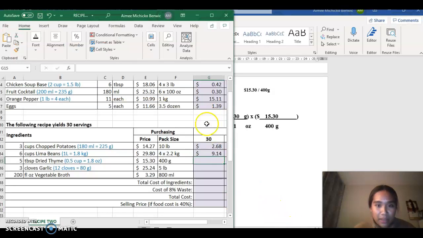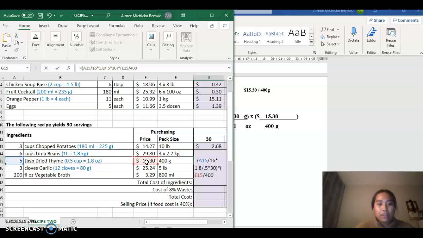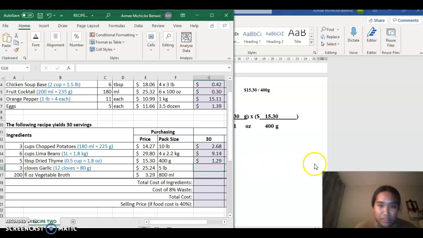And then let's just plop it in our Excel. So 5 divided by 16 multiplied by 1.8 divided by 0.5 cup multiplied by 30 grams, close bracket, and multiplied by the price of $15.30 divided by 400, the price per 400 grams, close bracket, and that gives us $1.29 as well.